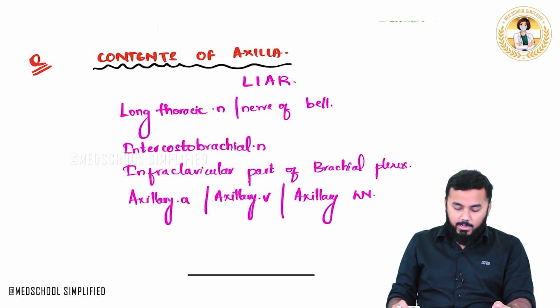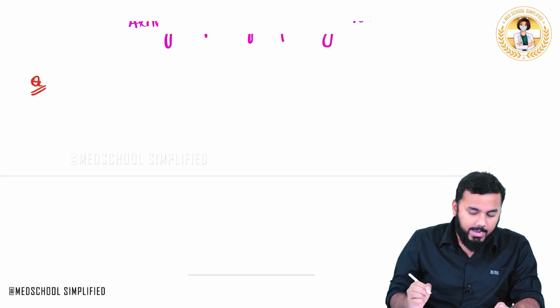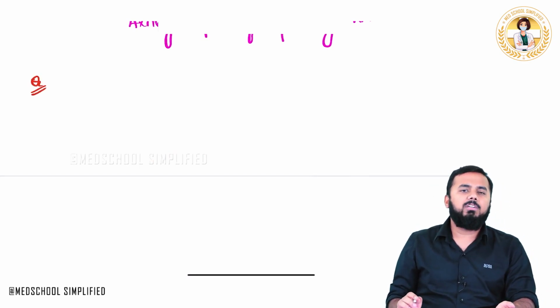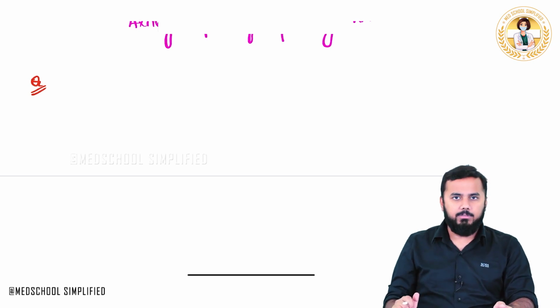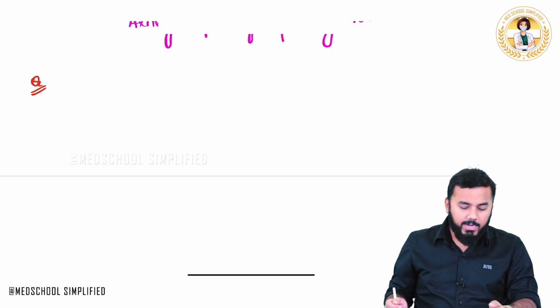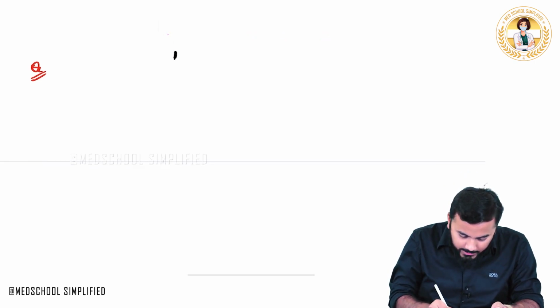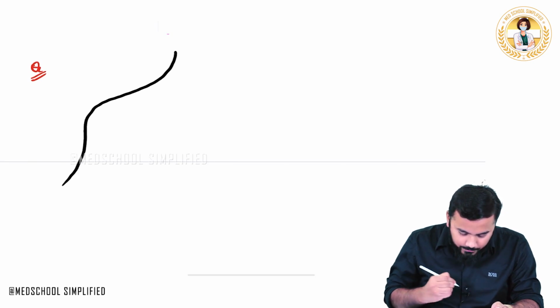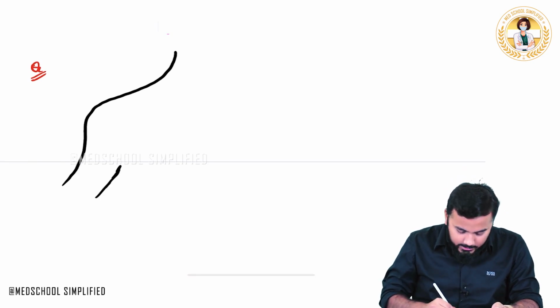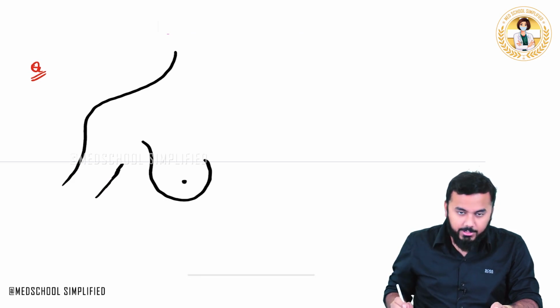Next important question asked regarding the axilla is, for example, if a patient has any kind of abscess in the axilla, how do you drain it? A simple way to remember: let us say that this is the patient's shoulder, and let us say this is the mammary gland. This is a female patient here.